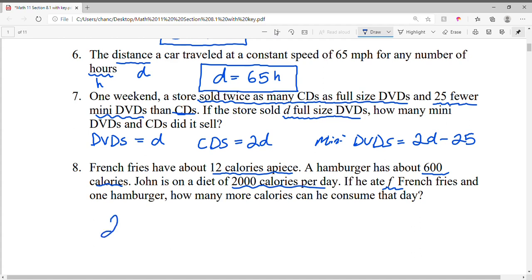Well, I'm going to start with 2,000 because that's the maximum calories we can consume per day. And then we'll subtract how much food he ate. So we have 1 hamburger, so I'm going to subtract 600 calories for that hamburger. And then I'm going to subtract 12F because we're going to consume 12 calories per French fry, and he consumed F amount of French fries. So that's 12F for the French fries, and this is going to give us our final calorie count. And so I'll give this a name. Let's just call it C for calories left that he can consume that day.